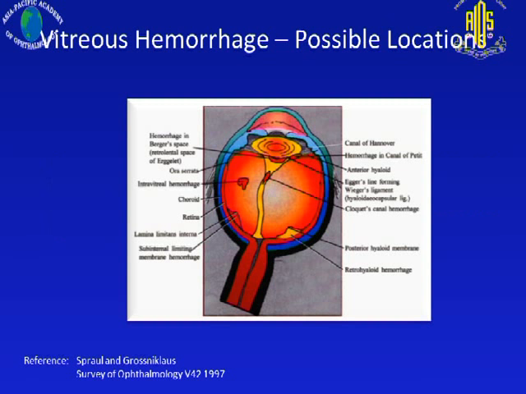This is the diagram exhibiting the vitreous hemorrhage, and also some of the areas like the Cloquet canal, the area behind the lens, and the subhyaloid hemorrhage are also considered as vitreous hemorrhage.